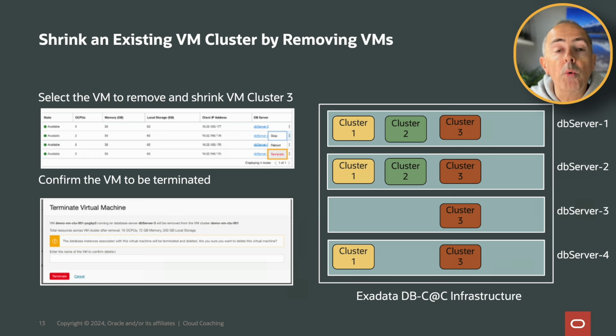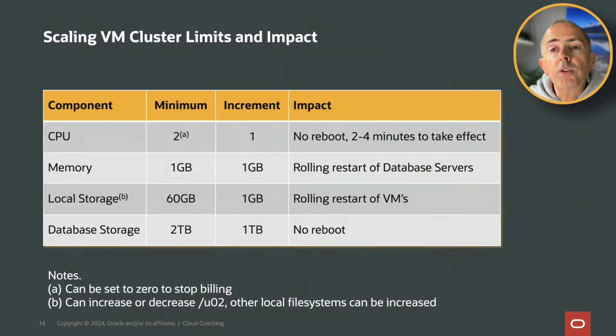So in this case, we're going to select database server 3 to be removed. And then we end up with the remaining 3-node cluster. So let's talk about some of the limits and also the impact of when you do a scaling operation.